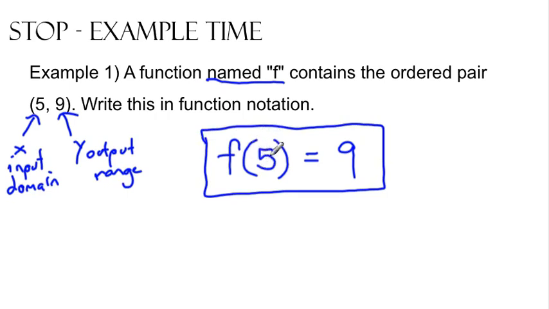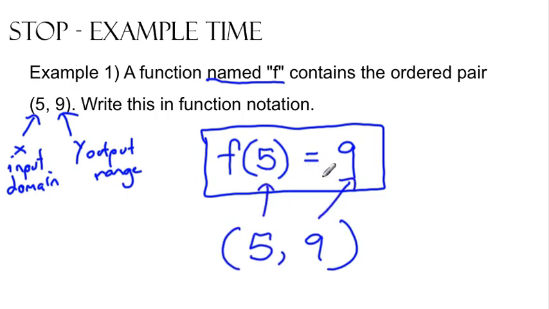So I can see my domain, my input, is the part inside the parentheses. The name of my function is the part on the outside of the parentheses. And when I take that all together, that's my range, that's my output, which is 9. You can also kind of see our ordered pair hiding in this. 5's right there, 9's right there. So again, this is just another way of writing what's going on in the function, only this time it allows us to give the function a name.